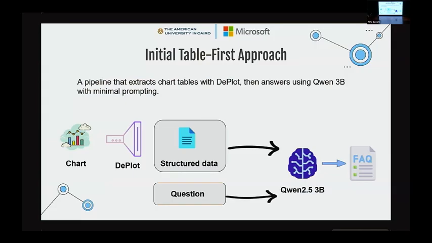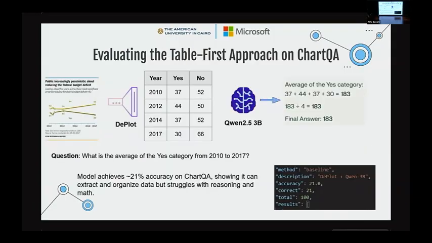Then we pass the question alongside the structured data to the text-to-text model, which is Qwen 2.5, 3 billion parameters, to get an answer. And now let me walk you through our pipeline using an example from the ChartQA dataset. Given this chart on the left and the question, what is the average of the yes category from 2010 to 2017?